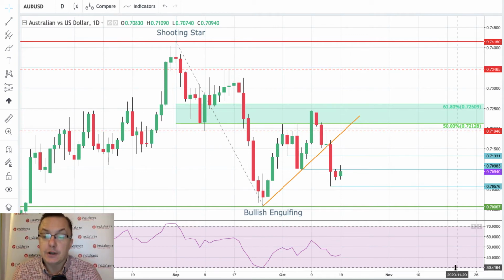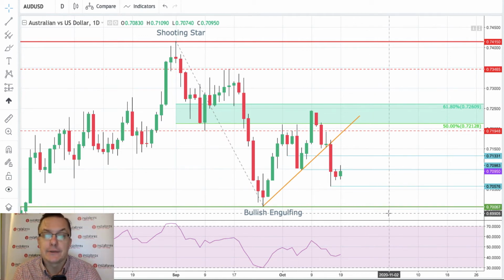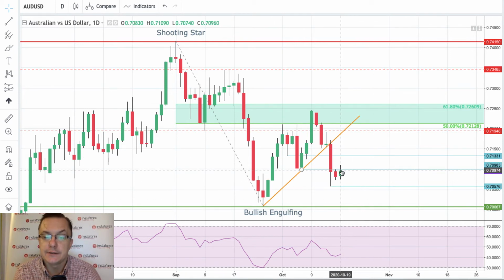So this zone might be an oversold zone with oversold market conditions. So some kind of a bounce is expected here around this level, maybe some kind of a consolidation, a further consolidation as well. So right now, as you can see, there's not much going on.